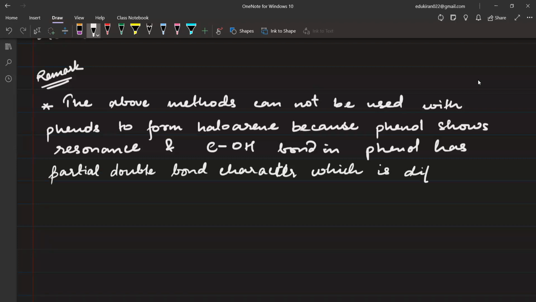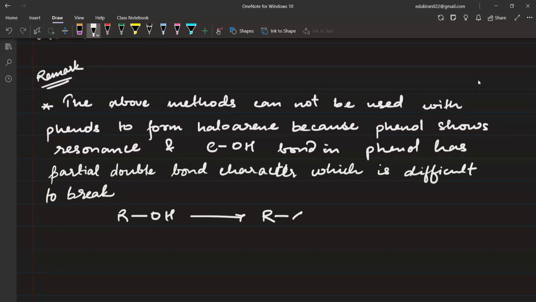Which is difficult to break. So what happens in all of these reactions? ROH, and we use some reagent here, and we get RX. That means R that is bonded with halogen. So what happened? This ROH, that means the carbon-OH bond is being broken.